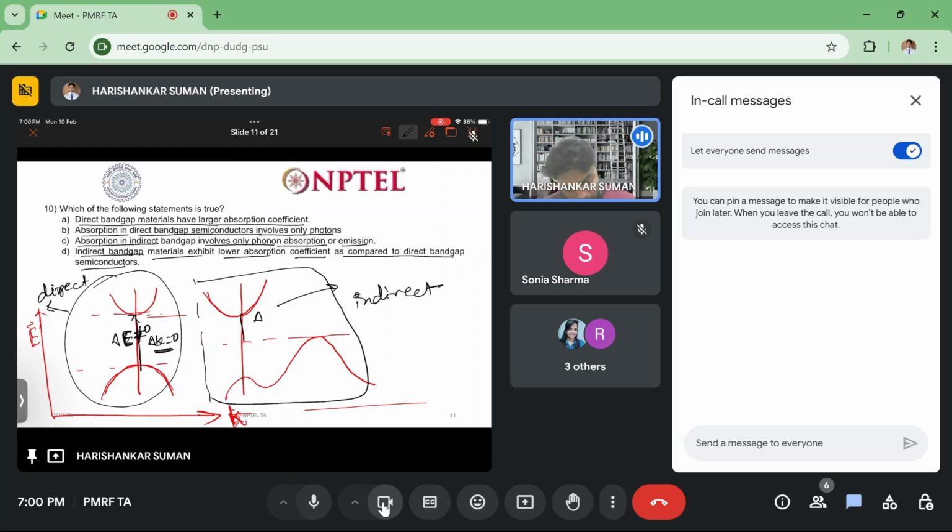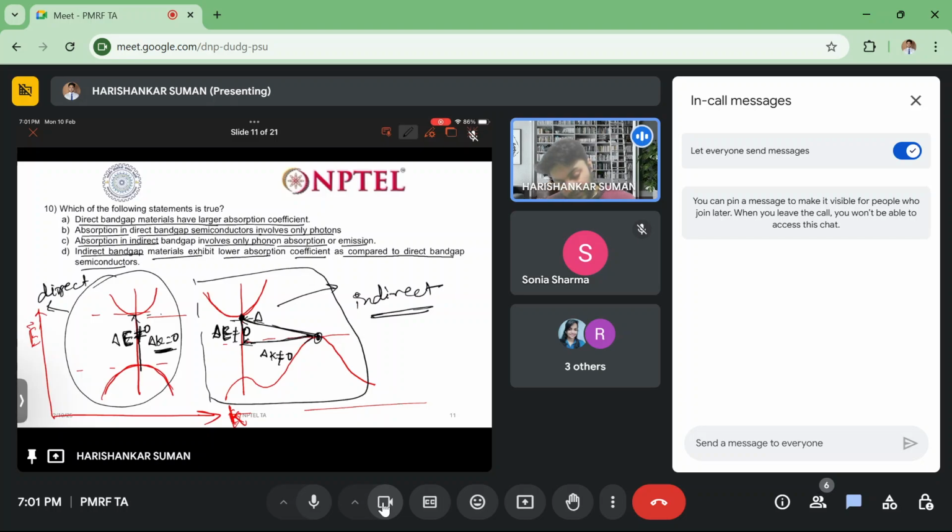Here the energy also changes, and the electron and hole recombine like that. So K changes, so this is not equal to zero, and E also changes, so this is also not equal to zero. In a direct band gap, delta K, the wave vector or momentum, should be zero, but in the indirect case the momentum will also change.